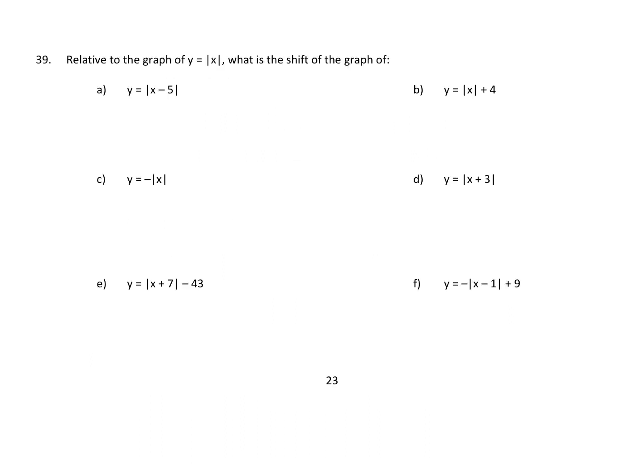Okay, so number 39, it says relative to the graph of y equals the absolute value of x, what is the shift of each one of these graphs here? Now, you could go to y equals and plug this in your calculator, and we can again examine what happens, but let's just use our rules here to do this. Here you could see in letter A, we're subtracting a number within the function, right? We're doing it within the absolute value bars. Everyone hit pause and take a minute and write down which way that's going to shift it. All right, so if you said to the right 5 units, you are correct.